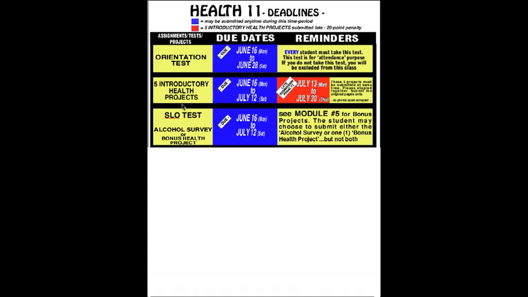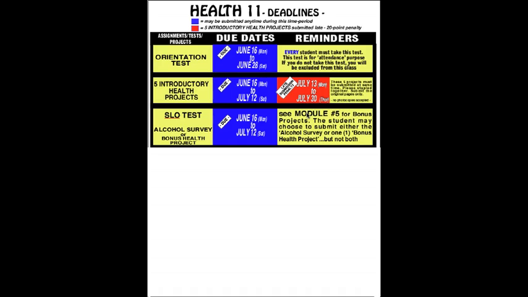The next one is the SLO test and the alcohol bonus health project. Let me explain that one. You may submit the SLO test, which is one of the bonus projects, for extra points. You also may choose between the alcohol survey or the bonus health project, so not both. You may submit either one, and submit it within the deadline stated for your class.